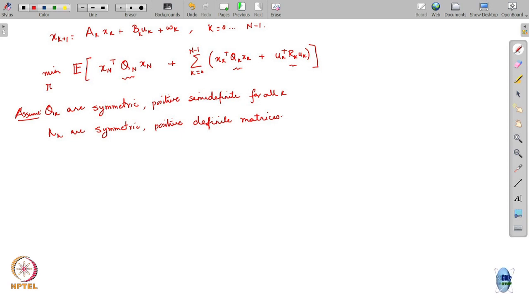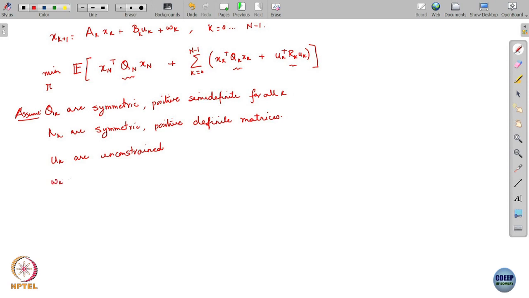Now, there are no constraints on the control actions. The u_k's are unconstrained. So, we do not impose any constraints on the control action. The constraints actually would make the problem somewhat complicated. We are not putting in any such constraints.